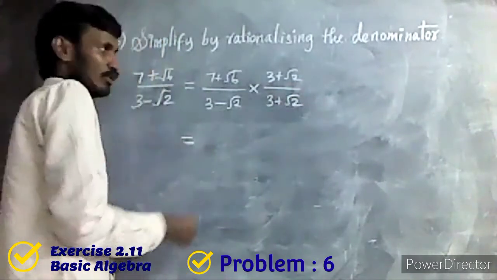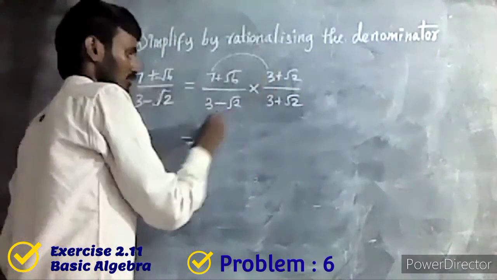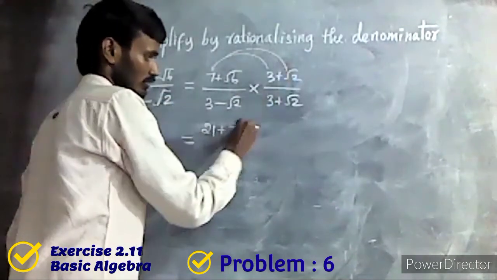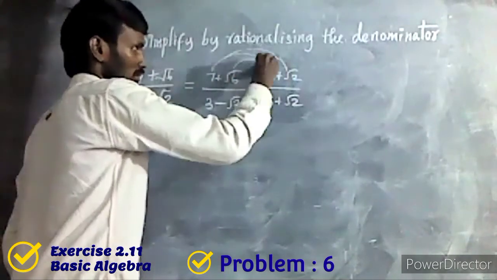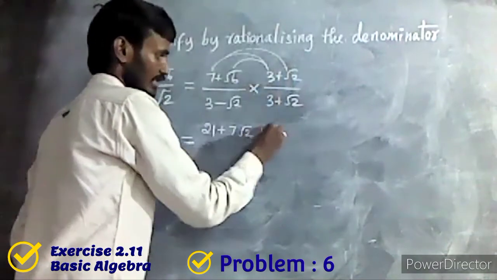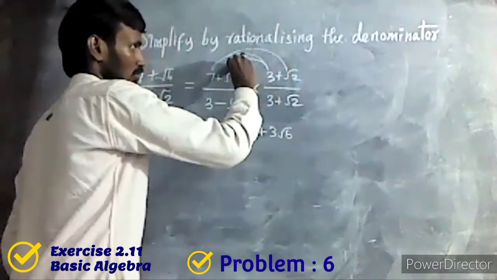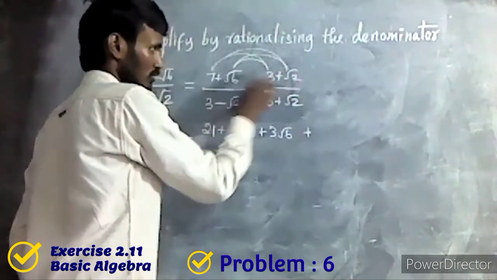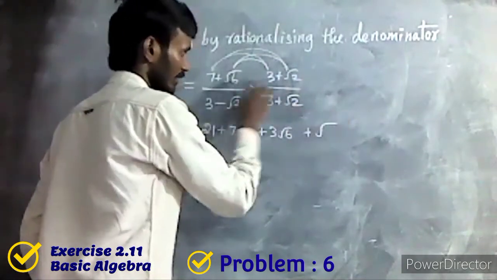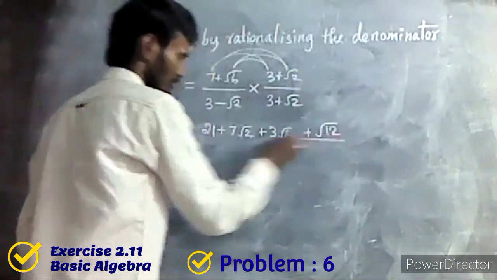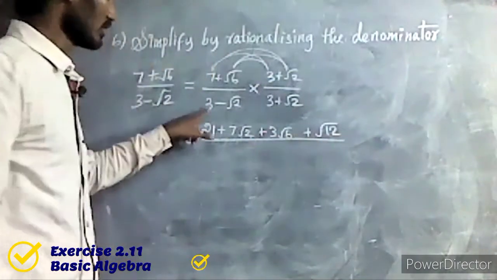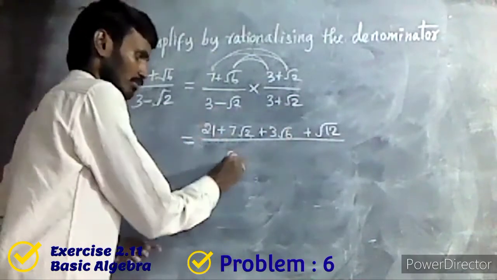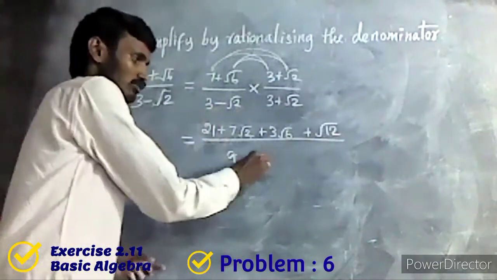Normal multiplication, numerator 7 into 3, 21. Then 7 into root 2, 7 root 2. Then 3 into root 6, so plus 3 root 6. Last one root 6 into root 2. Both of them are square roots, therefore the roots will be multiplied, 6 into 2, 12. Divided by, this is a minus b and it is a plus b. So a square answer 9 minus b square answer just 2.